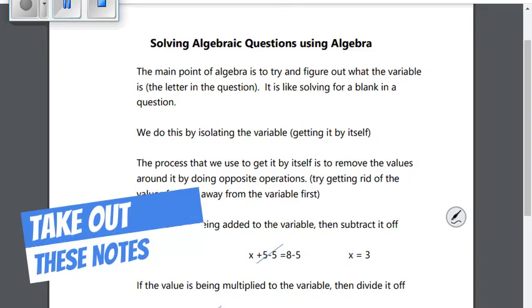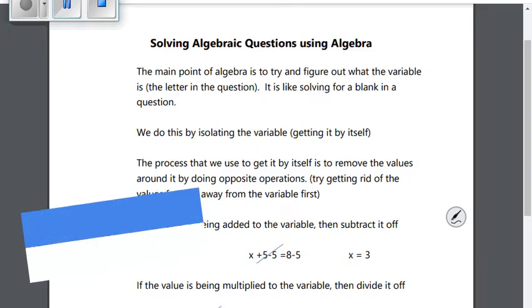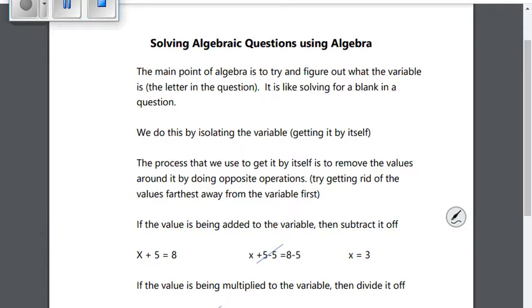All right, I tell you this right now. This is one of the most important videos and concepts that you need to know: how to solve algebraic questions using algebra. The idea behind algebra is these letters are unknowns. We don't know what they are. We're trying to figure it out.